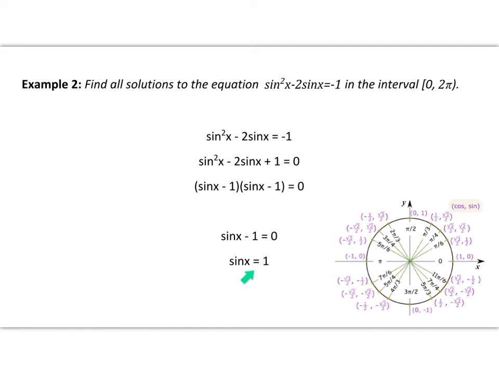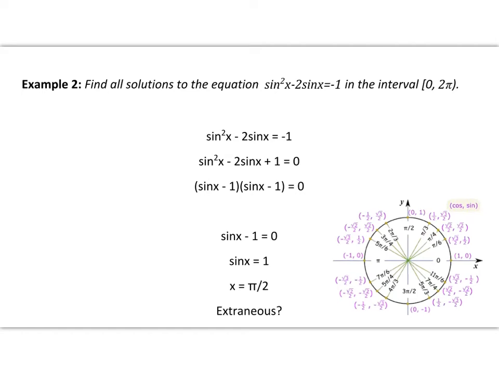Solve, meaning isolate the trig function, is our first step in solving. So get the trig function, sine, by itself by adding 1 to both sides. And then look at your unit circle and figure out what angle or angles make that true. In this case, pi over 2 is the only place where our sine value, our y value on the unit circle, is 1. So that is our only potential solution.